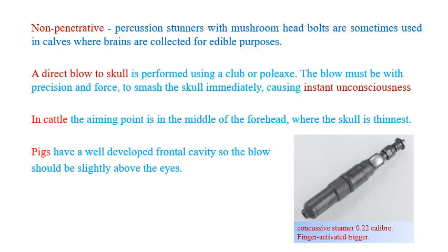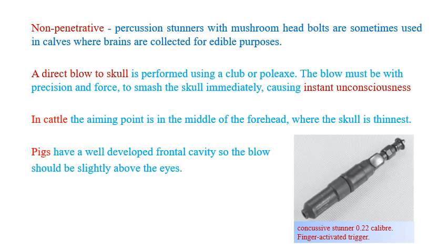As I said previously, there is a non-penetrative mechanical stunning apparatus which is also called percussion stunners. These have mushroom head bolts and are sometimes used in calves where the brains are collected for edible purpose. When we use a penetrative type of stunning, it directly goes inside the brain and causes damage. Sometimes it is not considered suitable for edible purpose. That's why the non-penetrative or percussive stunners are used.